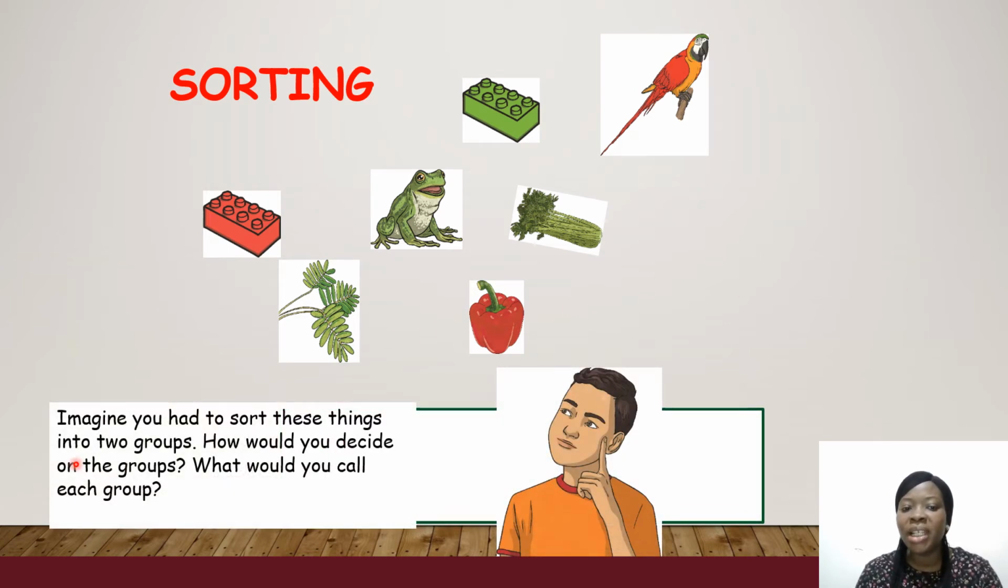Now, sorting. Imagine you had to sort these things into two groups. How would you decide on the groups? What would you call each group? Pause the video and have a go.